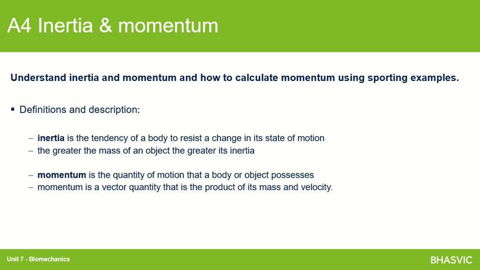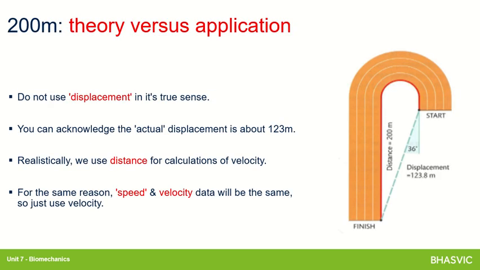So again, a little reminder that the reality of task 2 and the reality of how we use our data is different to the theory. In a way, we're not going to talk about displacement and use displacement to calculate velocity. We're going to use the time taken to go round the 200 meters, not to cover the distance between the start and the finish. So that's just something to bear in mind. We're basically going to be talking about velocity calculated as if it was speed.